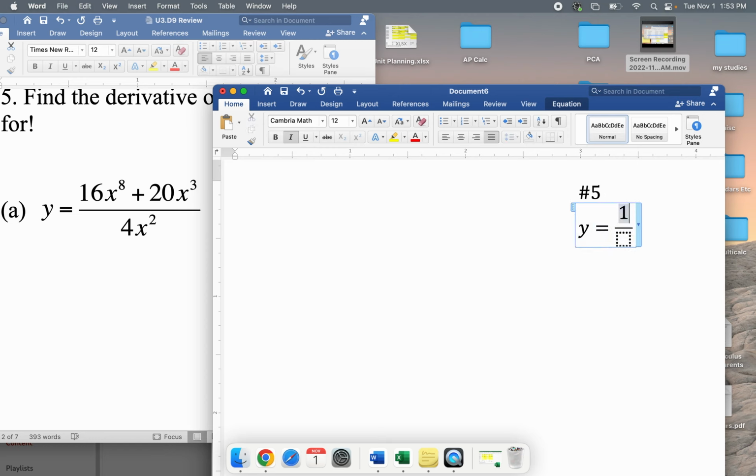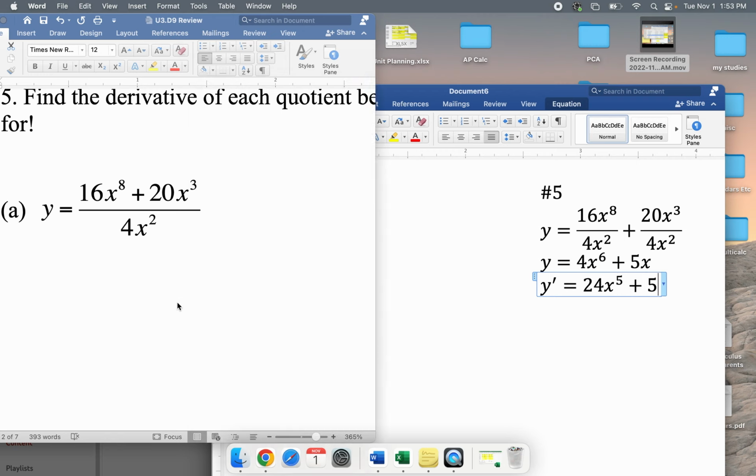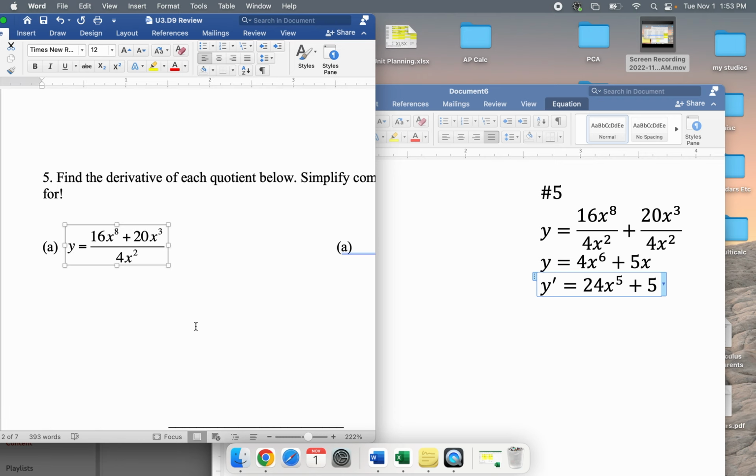So splitting the fraction, that's 16x to the 8th over 4x squared plus 20x to the 3rd over 4x squared. That simplifies to 4x to the 6th plus 5x, and all right, that's much easier to find the derivative of. Like I said before, don't forget to take the derivative, don't just simplify. So that's 24x to the 5th plus 5, and that looks like the answer, I think. I don't have the answers in front of me.